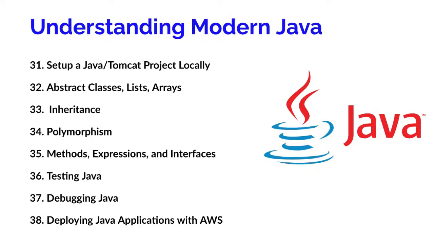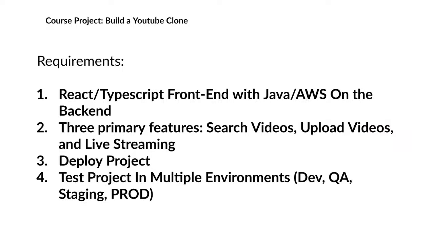So that's our understanding modern Java part of the class. And then the last part of the class is actually building a YouTube clone, which I showed you at the beginning of this video, and I'm going to show you one more time. The requirements that we have created for this particular project to pass this class is that this needs to be a React and TypeScript front end, right? on the web side of things with a Java and AWS server on the back end.